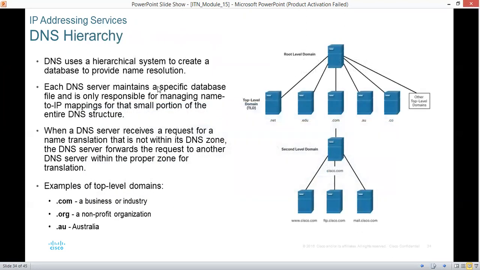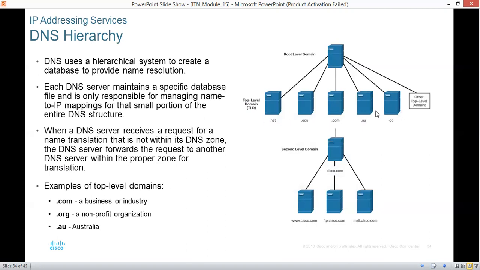Then the DNS hierarchy. We still recall the DNS uses a hierarchical system to create a database to provide name resolution. From the root level domain, we have .net, .edu for education, .com, .au, .co. When a DNS server receives a request for a name translation that is not within its DNS zone, the DNS server forwards the request to other DNS servers within the proper zone for translation.